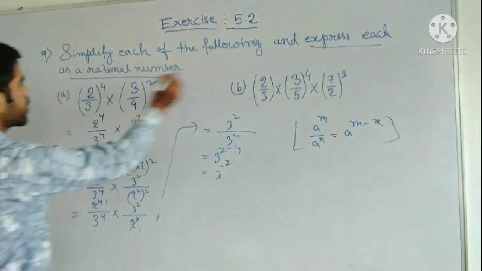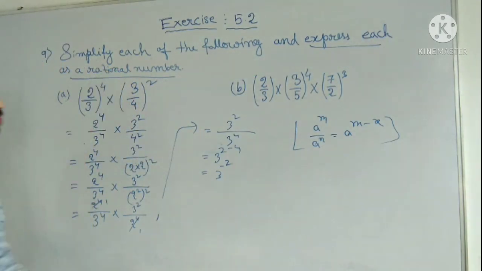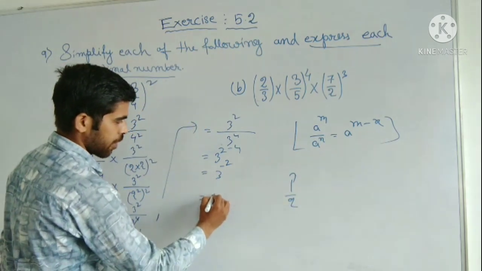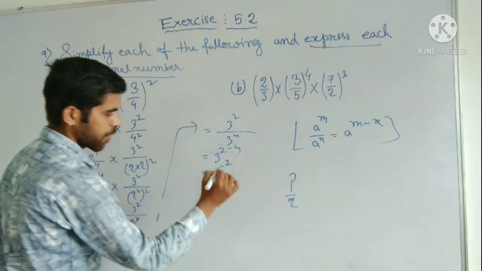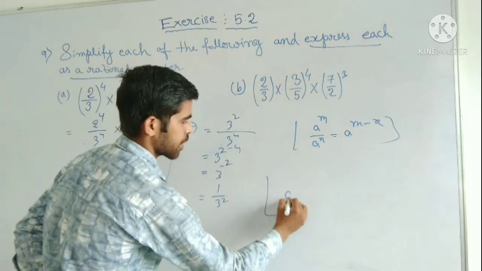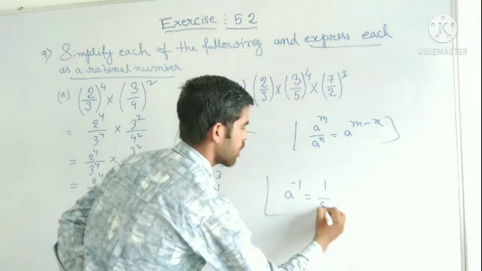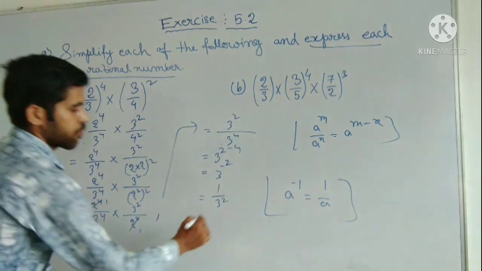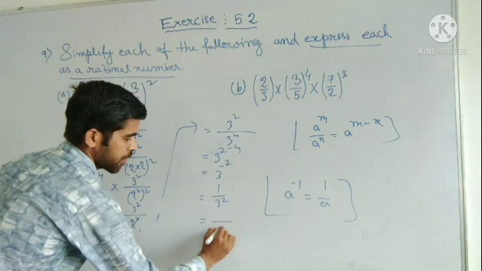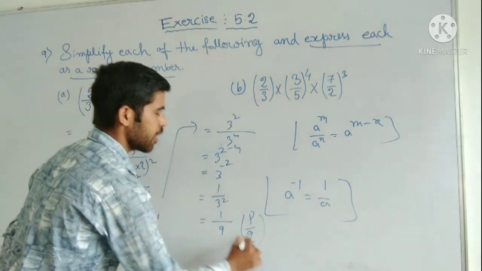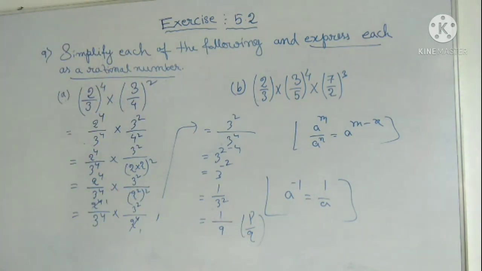So here the question says rational number, that means you have to write it in p by q form. So this one you can write as 1 by 3 square. Why? Because in laws of exponents, a inverse you can write as 1 by a. Now see, this is p by q form. 3 square means 9, so 1 by 9, it is p by q form. This is a form of the rational number. Understood?